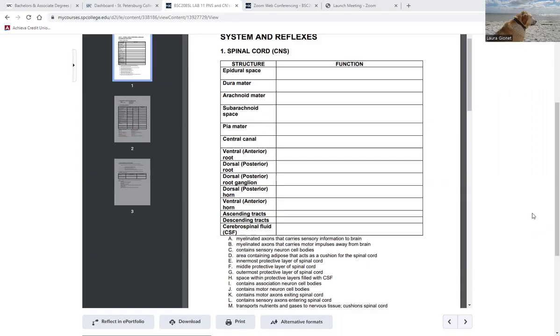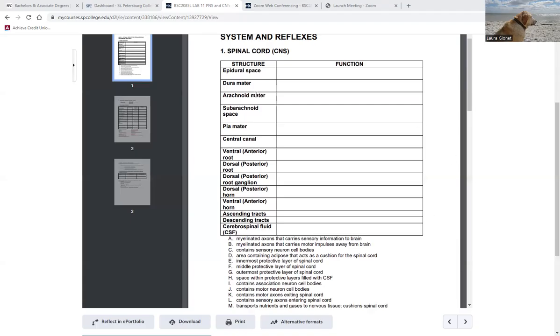C contains sensory neuron cell bodies. That would be the dorsal or posterior root ganglion. Then D, area containing adipose that acts as a cushion for the spinal cord. That is way up at the top, epidural space. E, the most innermost protective layer of the spinal cord. That would be the pia mater. F, the middle protective layer around the spinal cord, is the arachnoid mater. G, the outermost protective layer of the spinal cord, that would be the dura mater.